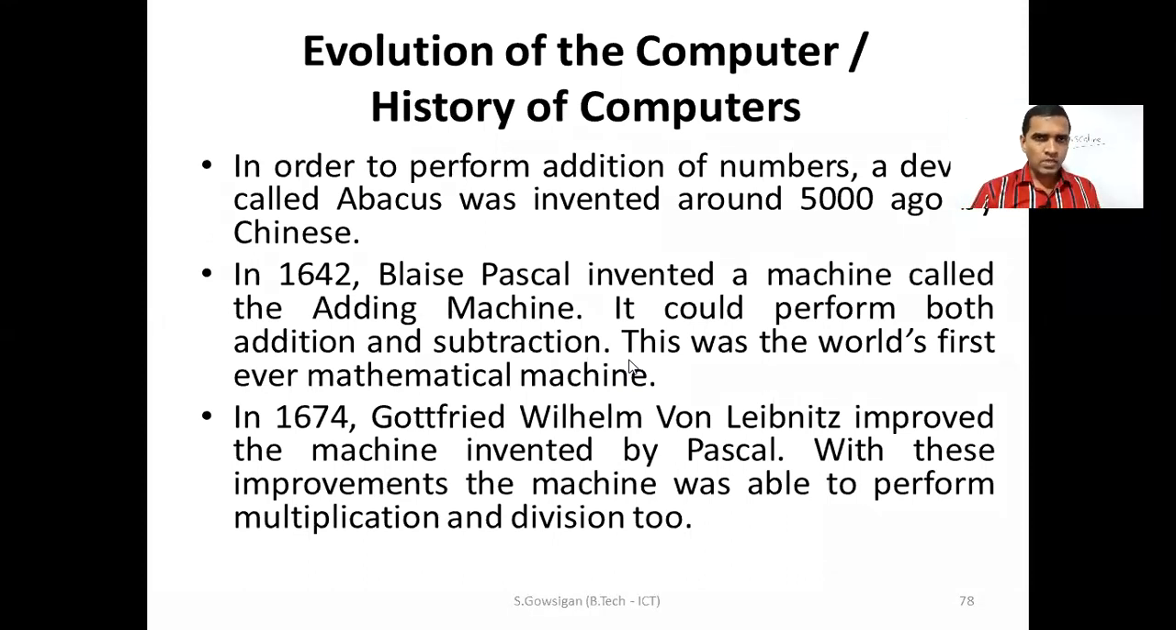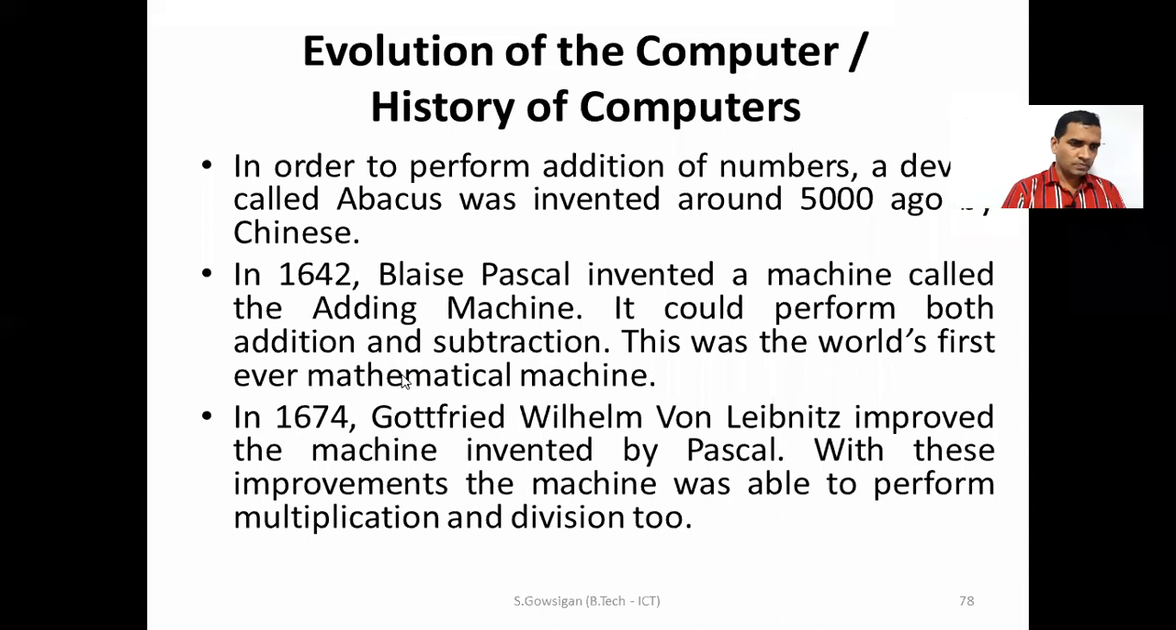This is a kind of calculating device. In fact, this is the world's first ever calculation device. But it could perform only addition and subtraction. Even though we take it as a calculation device, it performed only two operations, addition and subtraction. So I don't want to elaborate anything, just remember the fact. I will read it out here. In 1642, Blaise Pascal invented a machine called the adding machine, that is Pascaline. It could perform both addition and subtraction. This was the world's first ever mathematical machine.